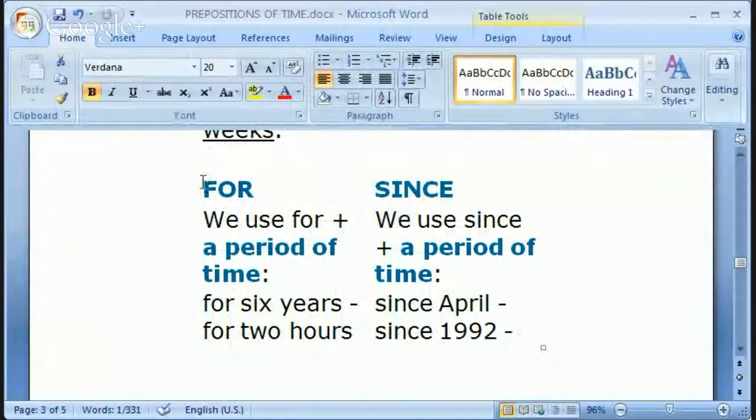Igor, I'd like you to try using for in a preposition of time in a sentence. I've been learning English for about 3.5 years. There you go. Okay, perfect. For about 3.5 years. Okay, good job, everyone.